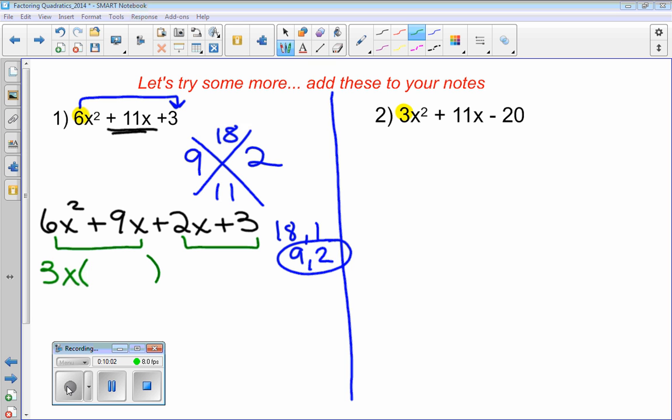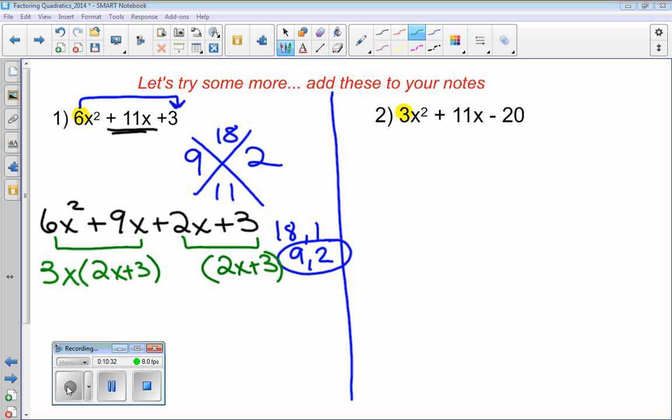Joseph, when I take out a 3x, what's left? 2x plus 3. And I know that I 100% have to have a 2x plus 3 over here, because 3x is the GCF out of the first two terms. Because 3 times 3 is 9. That's why the parentheses are there. It's like reverse distribution. 2x is already over.